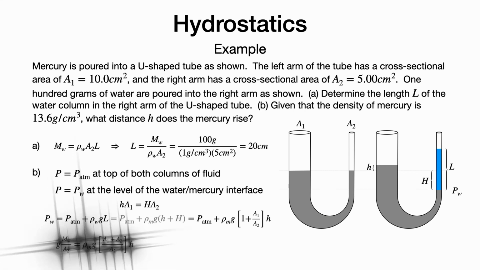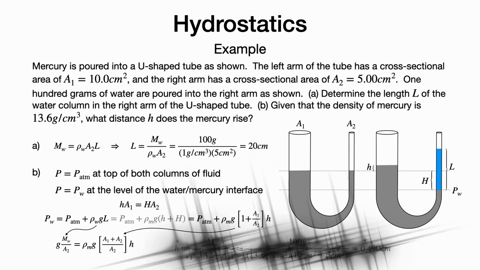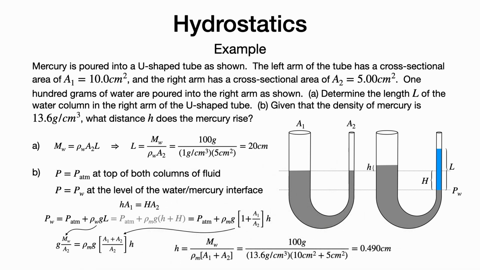Now we notice that the atmospheric pressure cancels from the two sides, and if we use the relationship between the mass of the mercury and its density to replace the density of mercury, we wind up with the following equation, which we can simplify to give us that the height is equal to the mass of the water divided by the density of mercury times the sum of the two areas. Plugging in numbers, we find that the mercury rises by a height of 0.490 centimeters.